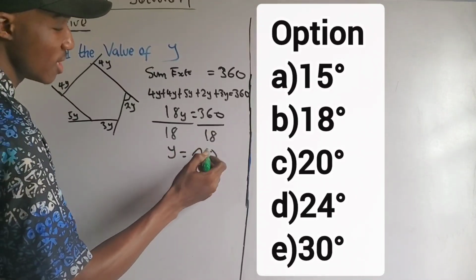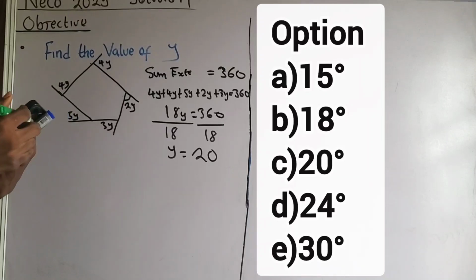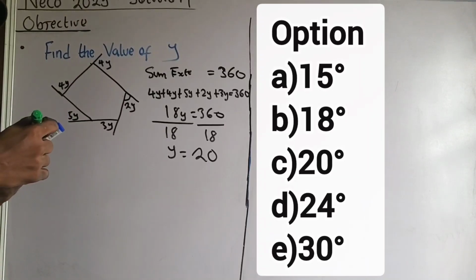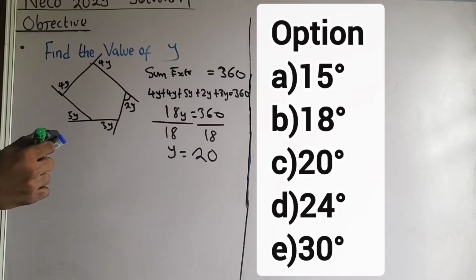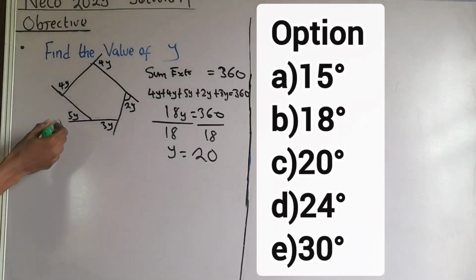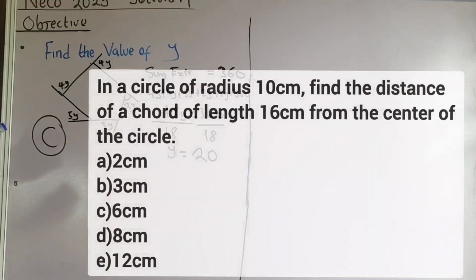Okay, let's check the correct option. The first option is 15 degrees, option B 18 degrees, option C 20 degrees, option D 24, while option E is 30. The correct option is option C. Option C is correct, okay? Now let's look at the next question.